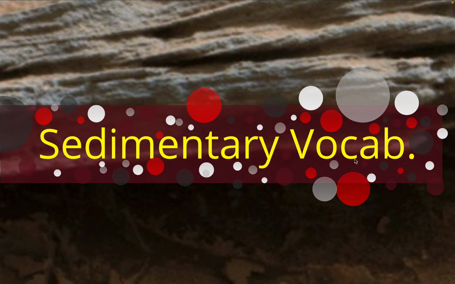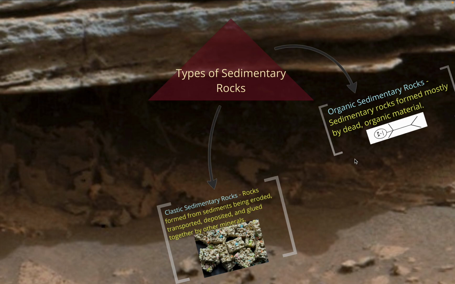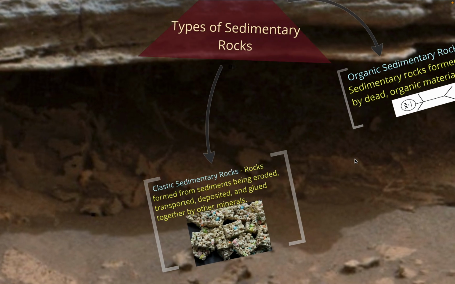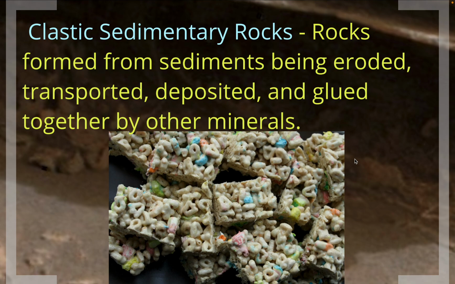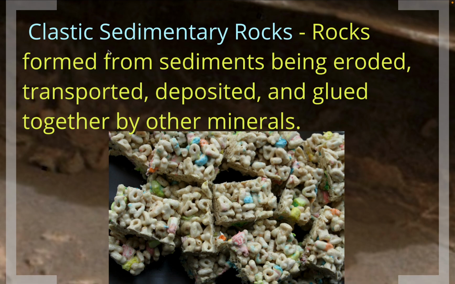We've got 5 vocabulary words that relate to sedimentary rocks, just like we did with igneous rocks. We had 5 words there. The first 2 words refer to types of sedimentary rocks. Okay, so if we look at this first one, these sedimentary rocks are called clastic sedimentary rocks. It almost looks like the word says classic, like an old classic thing. And maybe you think of it that way. Maybe that makes it more clear for you. But clastic sedimentary rocks. Clastic refers to the sediments, the pebbles in there. Clastic sedimentary rocks are rocks that form from sediments being eroded, transported, deposited, and glued together by other minerals.